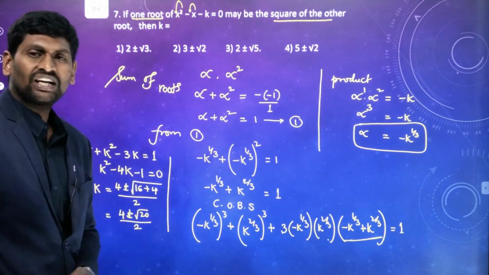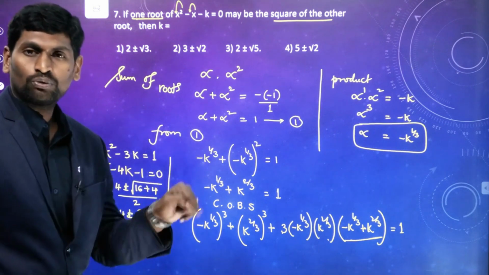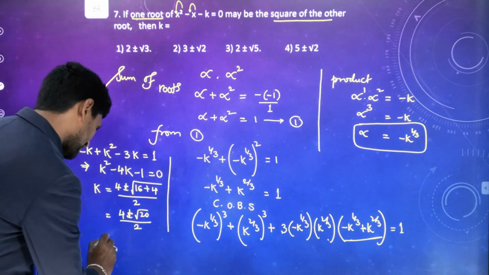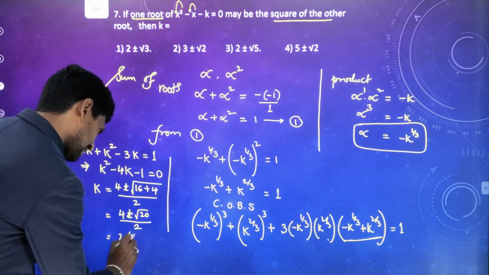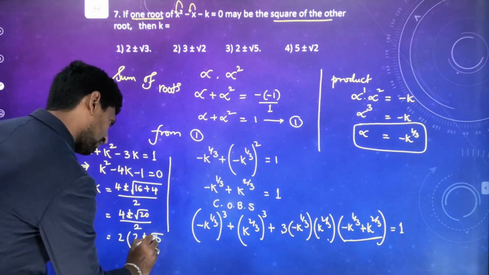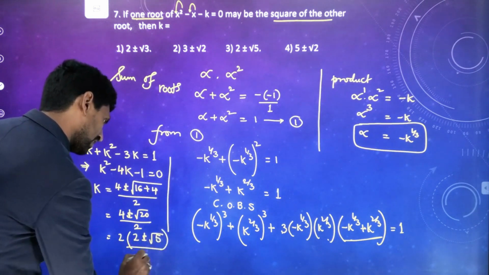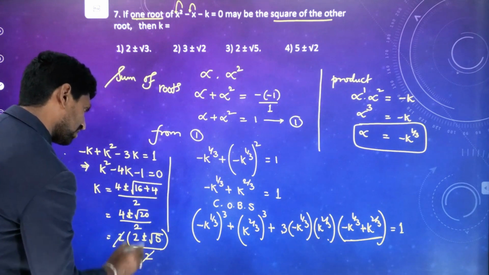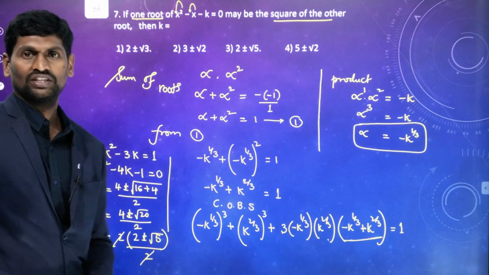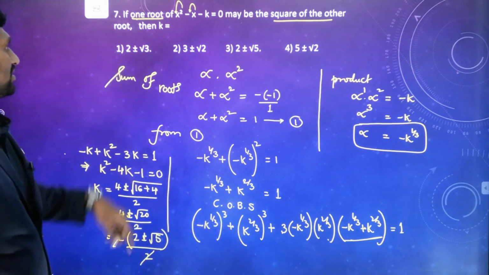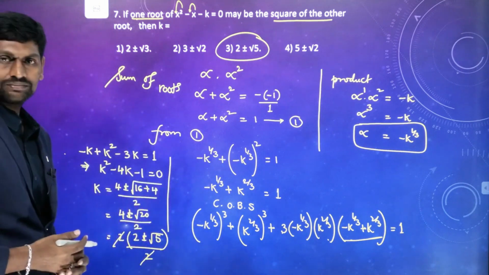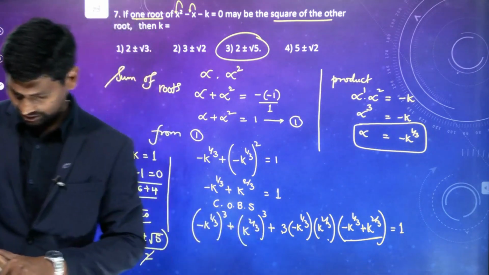So root 20 we can write as 4 into 5. In that root 4, 2 will come outside. I am taking 2 as a common term. Then you can write as 2 plus or minus root 5 whole by 2. Numerator 2, denominator 2 cancel. You can take k value as 2 plus or minus root 5. That only we have to find. K value as 2 plus or minus root 5. Your option is 3. Please note it down, children.